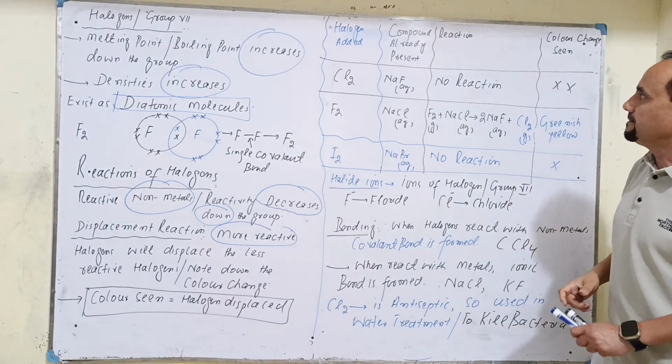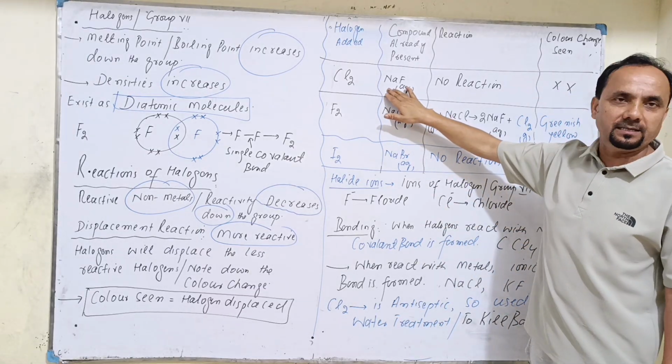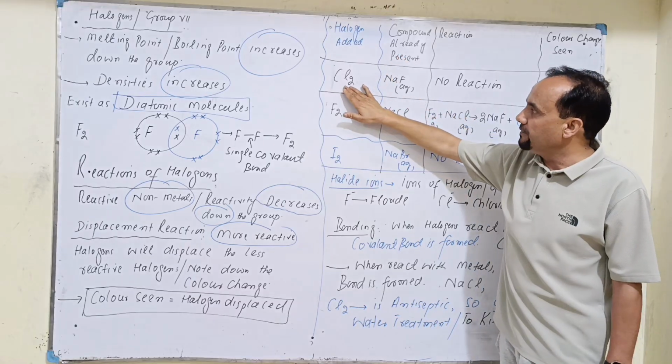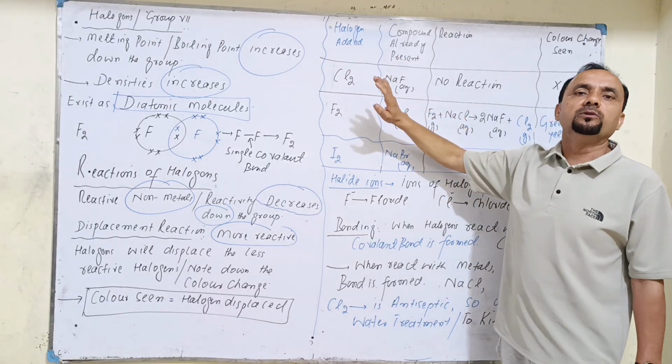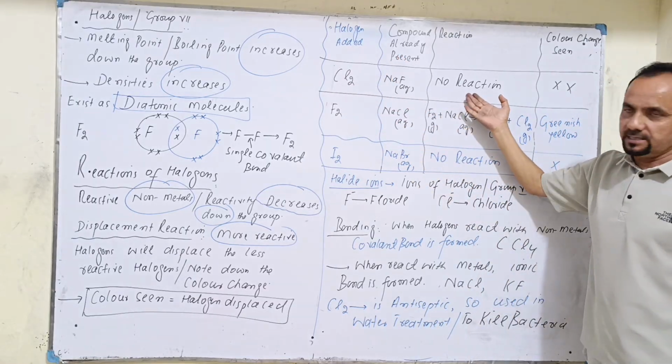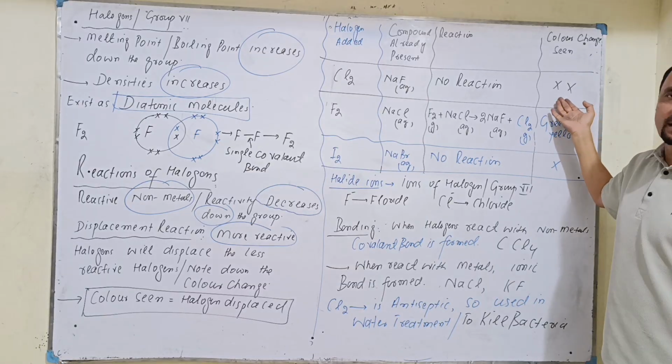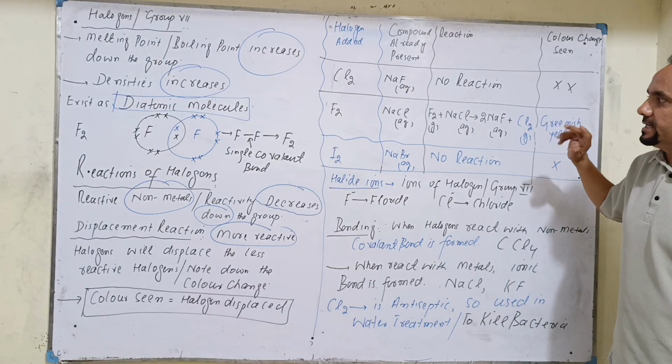Now look at this reaction. We have sodium fluoride solution in the beaker, and we are adding chlorine. Chlorine is less reactive, so the reaction is not possible. You will just write crosses, no color change.